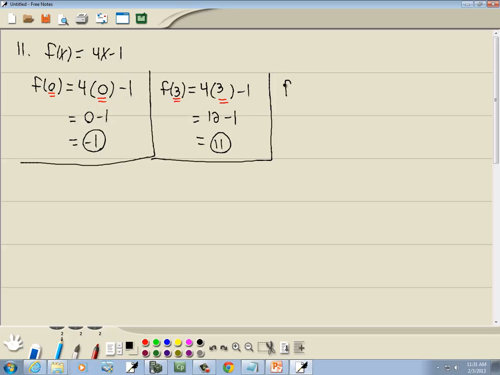f of negative 2. It doesn't matter what it is. It's still the same idea. You go back to your original function. Wherever your x is, you put in parentheses. Whatever's inside the parentheses here is what you'll put in right here. So put in negative 2 there. 4 times negative 2 is negative 8. And that carries down to minus 1. Negative 8, minus 1 gives us negative 9.